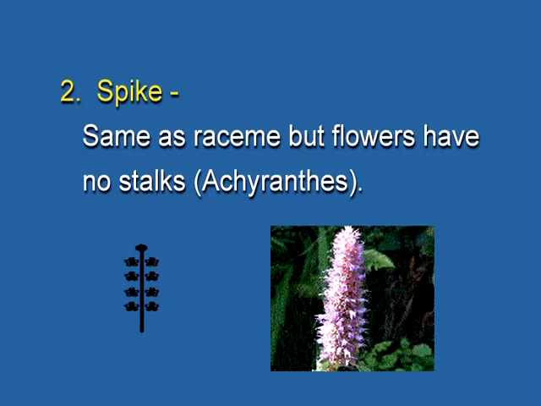It is just like raceme. That means axis is elongated but the flowers have no stalks. In raceme, the flowers they were having stalks, but here there are no stalks. It is present in Achyranthes. We can see it in the slide in the diagram. This is the diagram of spike.